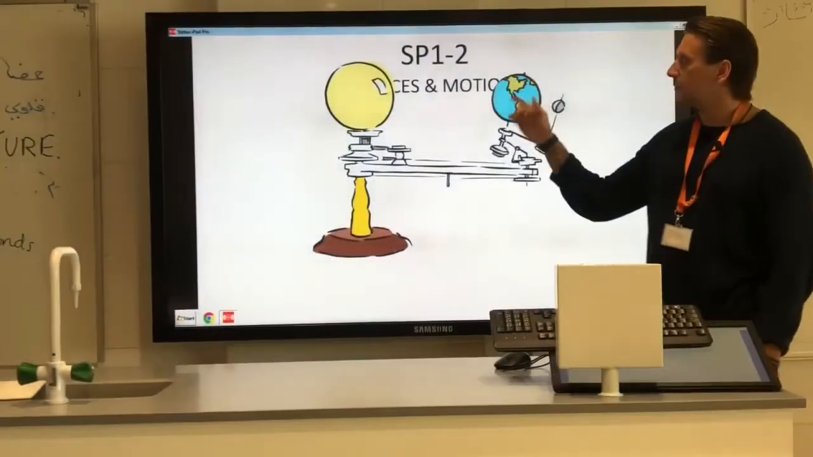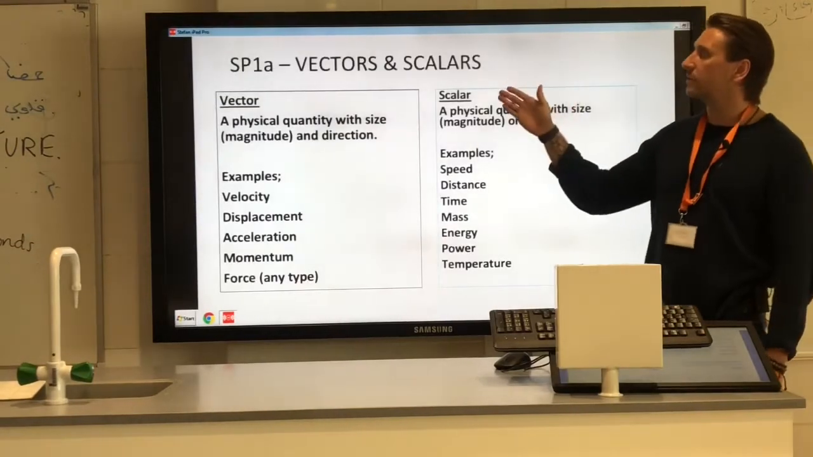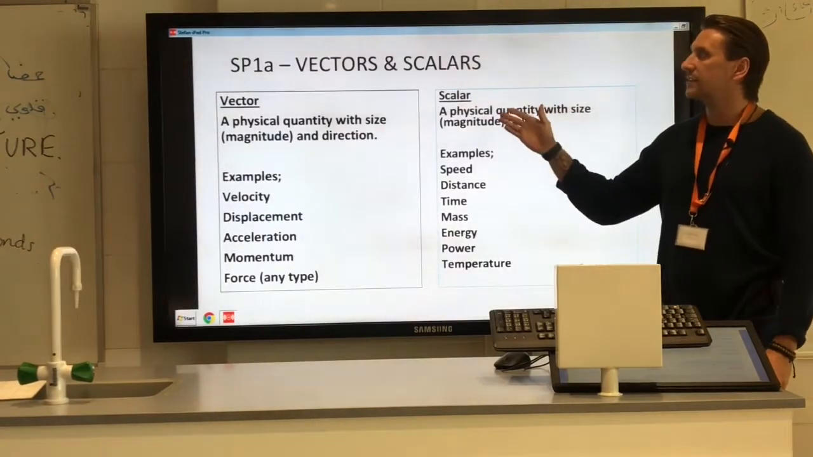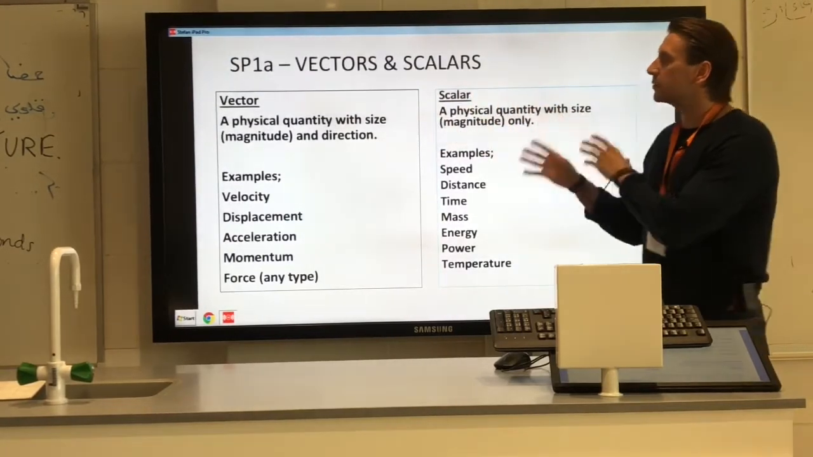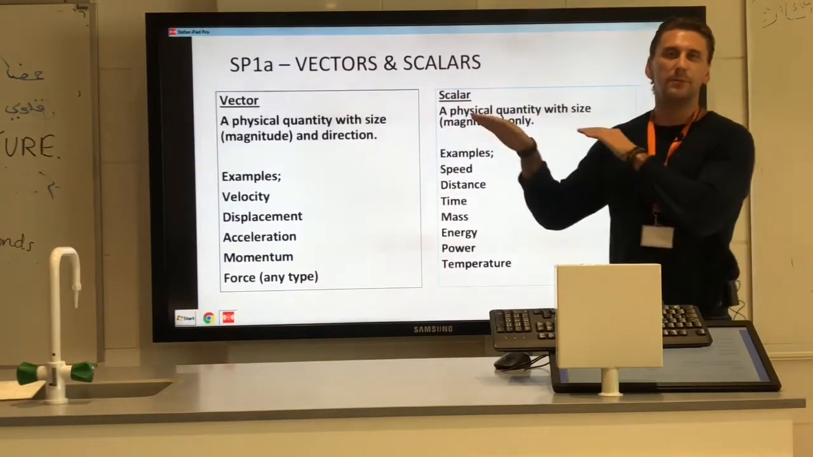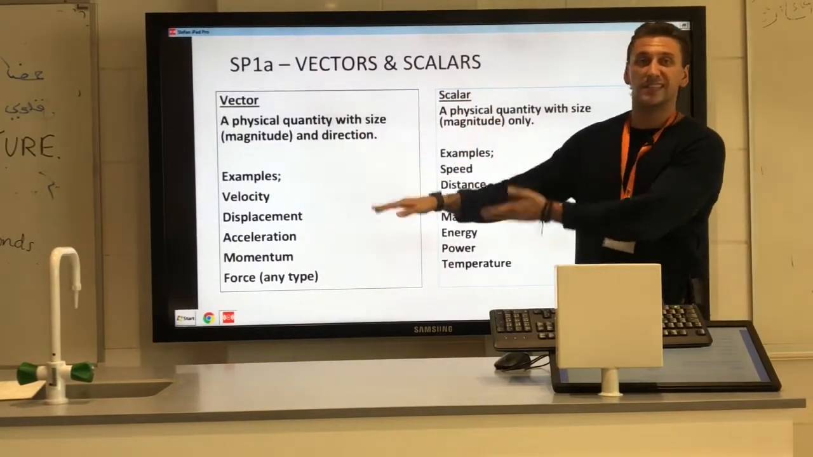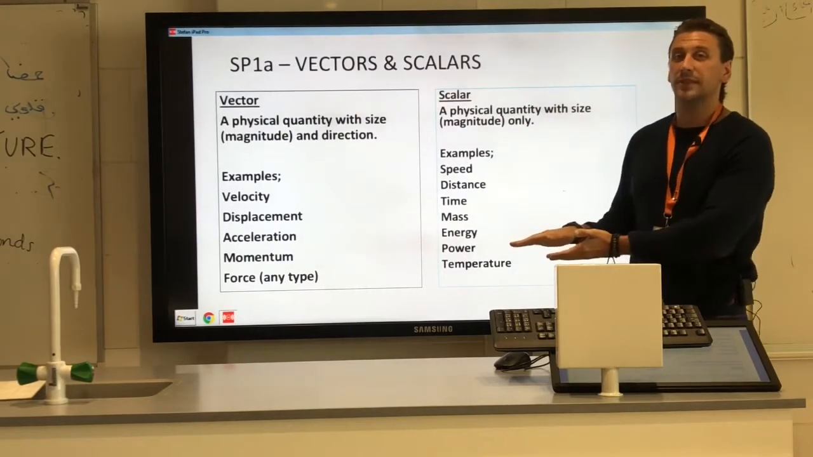So for SP1a, the first thing we're going to do is chapter 1. And the first part of chapter 1 is 1a, vectors and scalars. Nice and simple. All you need to know is the difference between the two. So you have vectors and scalars and the different quantities. So for example, what are vectors and what are the examples of vectors, and then what are scalars, and can we have a few examples of scalars as well.